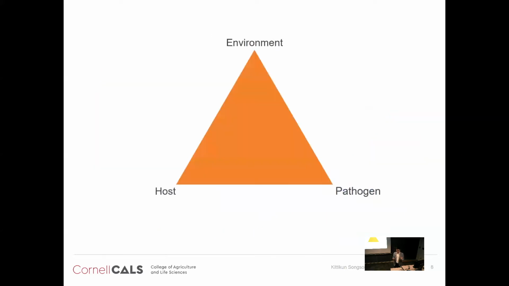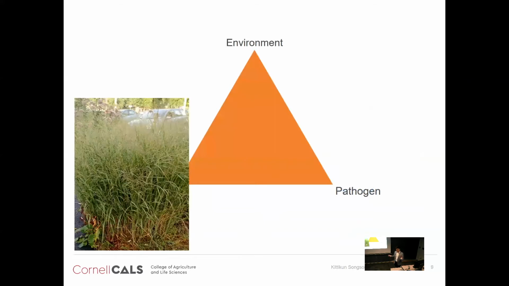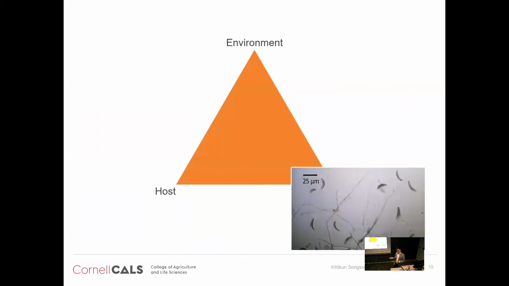Let's get back to our basic pathology triangle: to confer resistance or susceptibility, the host, which is switchgrass that I already introduced to you, is attacked by a pathogen, and in this case it is Bipolaris oryzae. Bipolaris oryzae is an ascomycete fungus that is a necrotrophic pathogen.